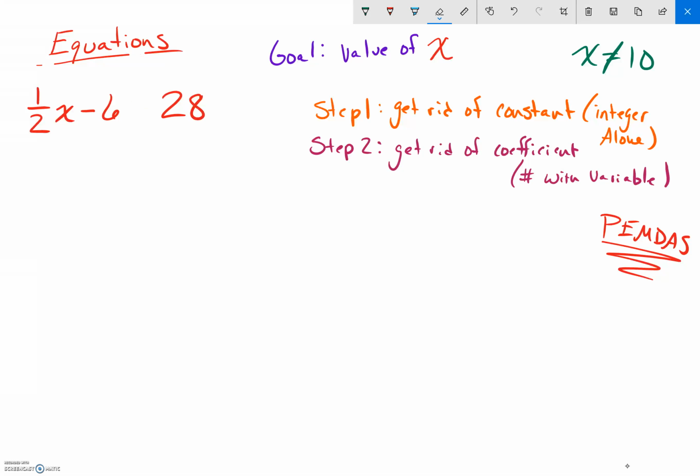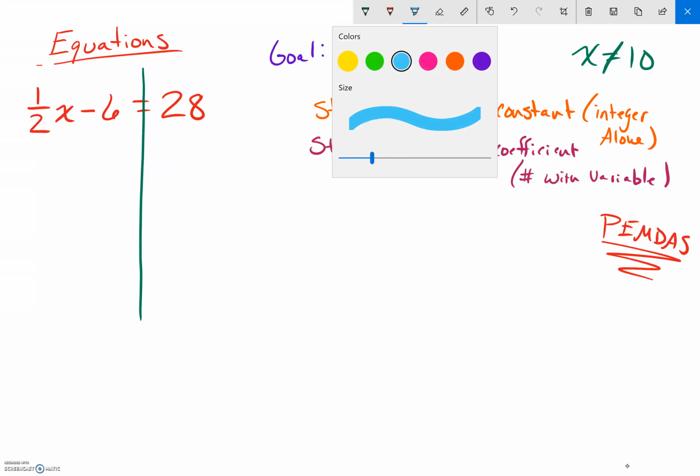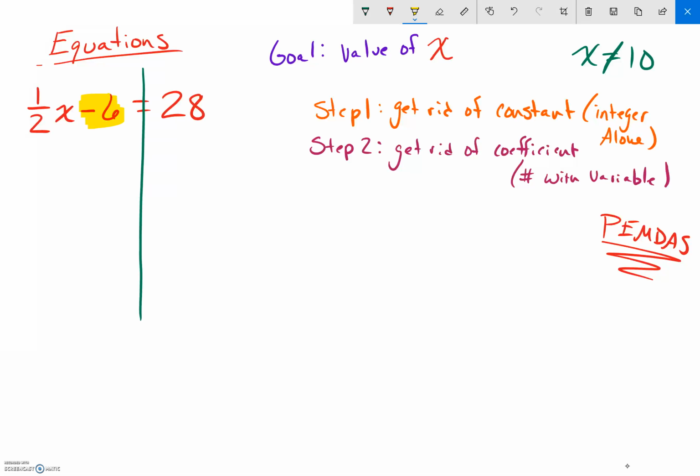So let's draw our line down the equal sign. So we create a left-hand side and a right-hand side. And then we'll go through our steps. We're going to get rid of the constant first. In this case, the constant is -6. So we're going to add 6 to both sides. -6 and +6 cancel. That's going to leave us with 1/2 of x, or 1/2 of some number, equals 34.